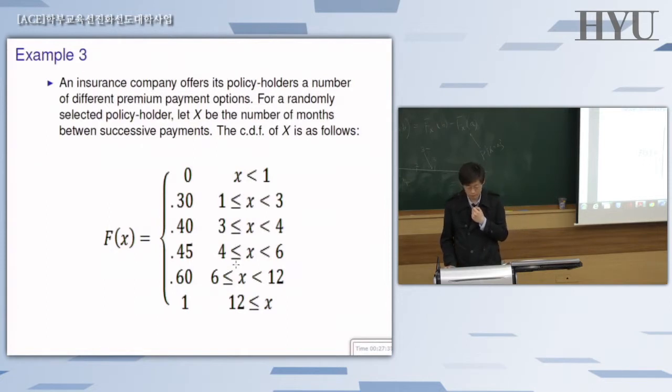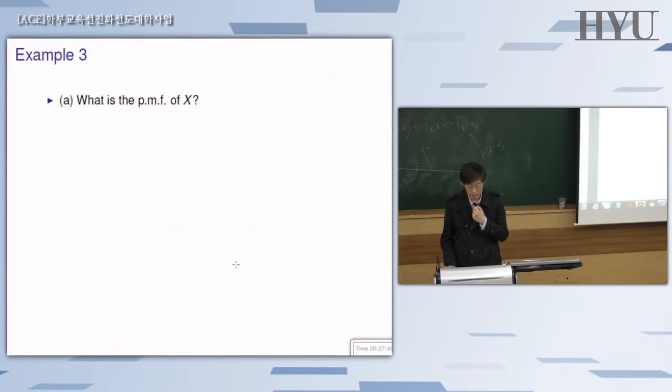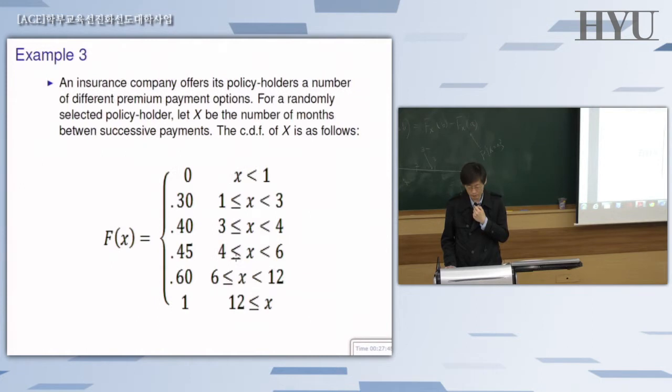That's the question. So given this CDF, you are supposed to construct a similar table to the one you just wrote down. How do you do it? In constructing the PMF, the first step is always to figure out the possible choices of X. What are the possible values that can be taken by X?